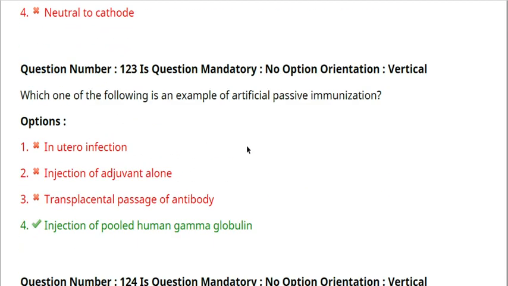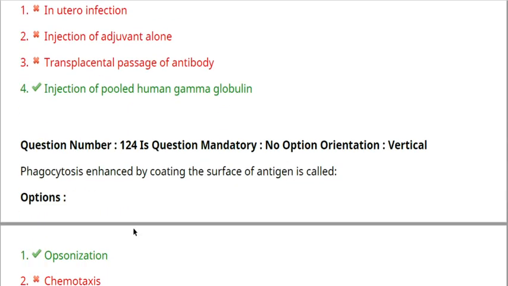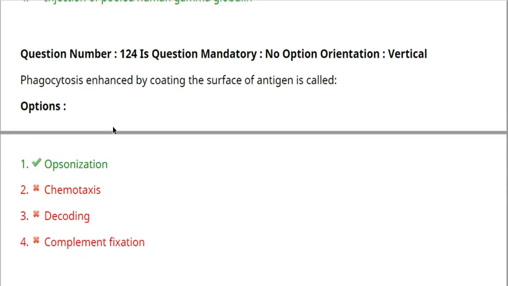Which of the following is an example of artificial passive immunization? So here they are speaking about passive immunization, which is a transfer of immunoglobulin molecules, that is IgG. Okay, here they are asking about artificial passive immunization. If it is natural passive immunization, it means transfer of immunoglobulin molecules from mother to the fetus through the placenta, like your IgG. Here they are asking about artificial. Artificial means what? Injection of pooled human gamma globulin. Next, phagocytosis enhanced by coating of the surface of antigen is called opsonization.